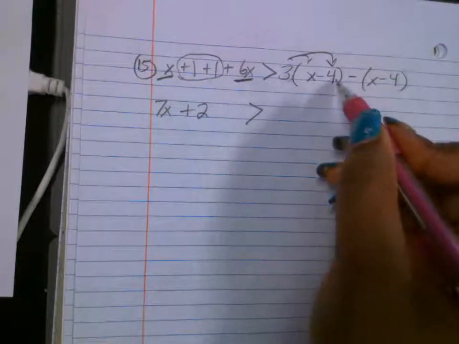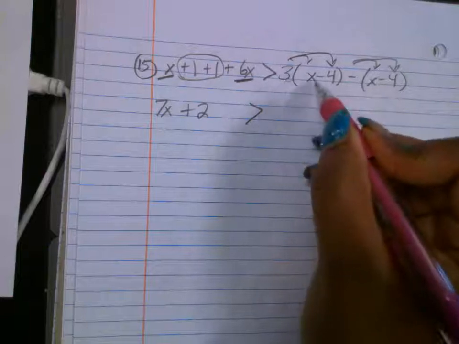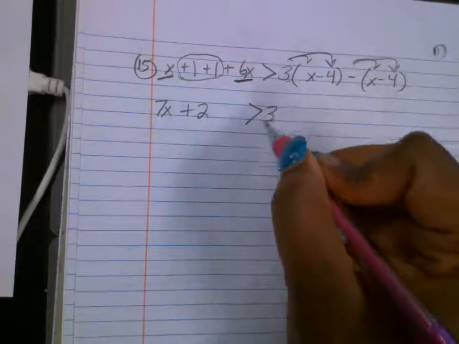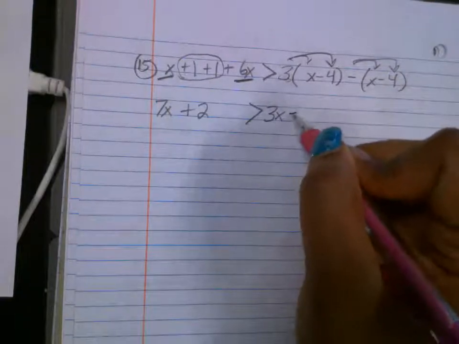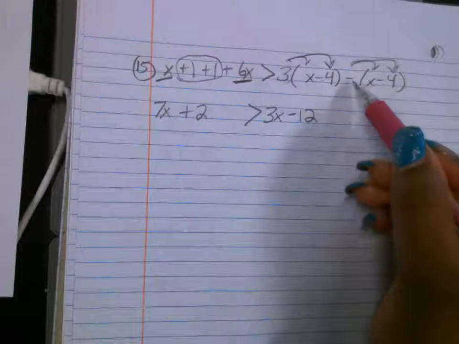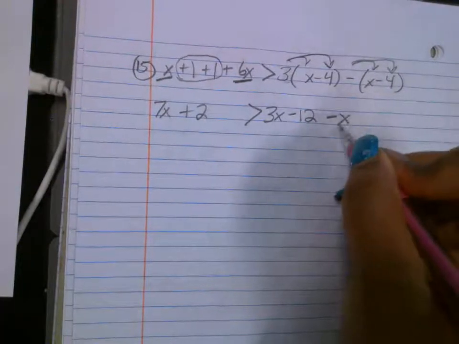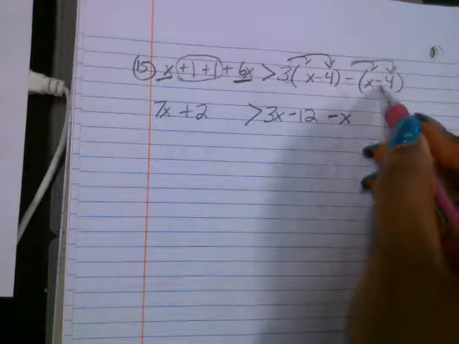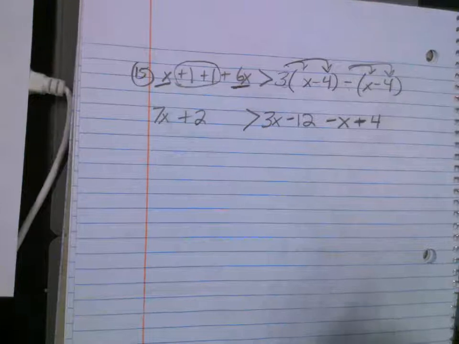Let's do distributive property here and here. We got two distributive properties. 3 times x is 3x. 3 times negative 4 is negative 12. Let's do this distributive property. Negative times this positive is a negative x. A negative times this negative is a positive, which is going to be 4. Okay?